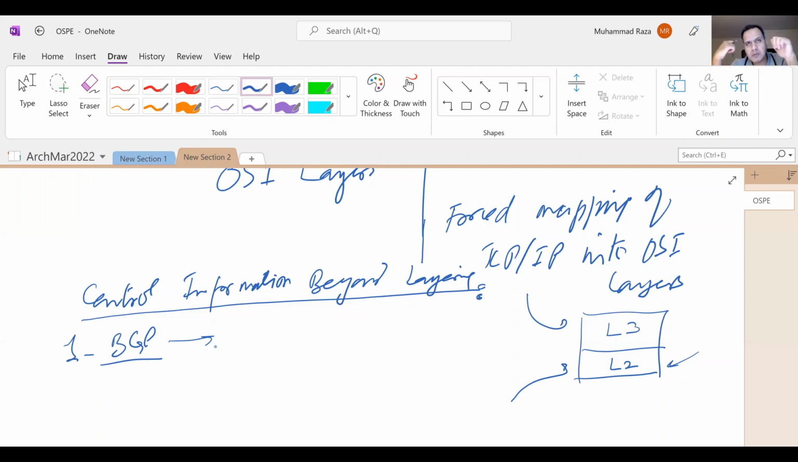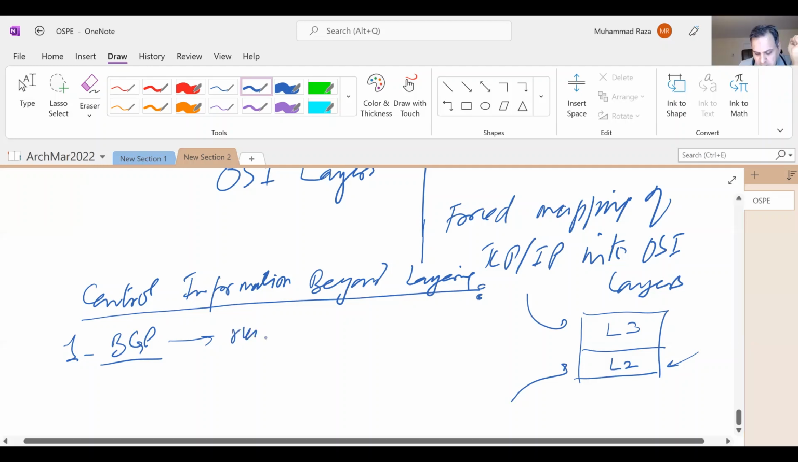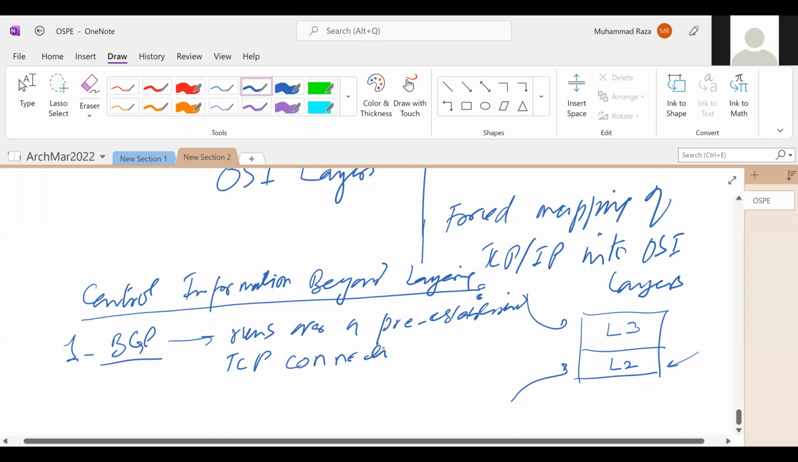I will talk about it as we move. If I want to set up BGP, in order for BGP to work, first I need to set up a TCP connection. So I could say BGP runs over a pre-established TCP connection, because it does the handshake.